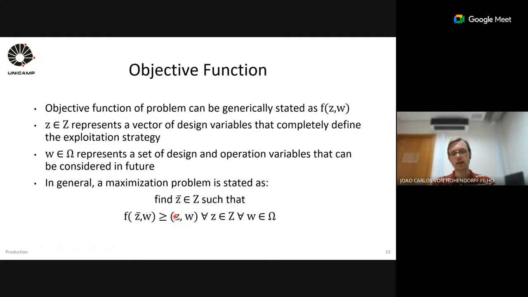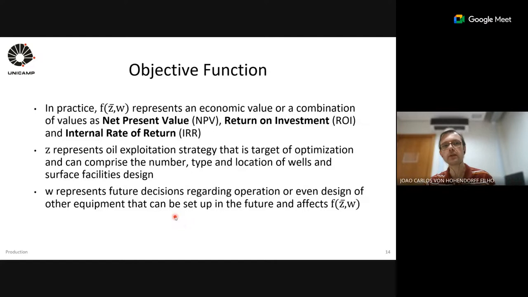In practice, what does the industry consider? Generally, these objective functions represent economic value or a combination of values, such as net present value, return on investment, or internal rate of return. Some companies consider too the oil recovery, in terms of how I drain my reserve. That's the idea. How much oil is recovered? And now we are starting to consider the idea of CO2 emission in terms of objective function. After, we will talk a bit more about it.